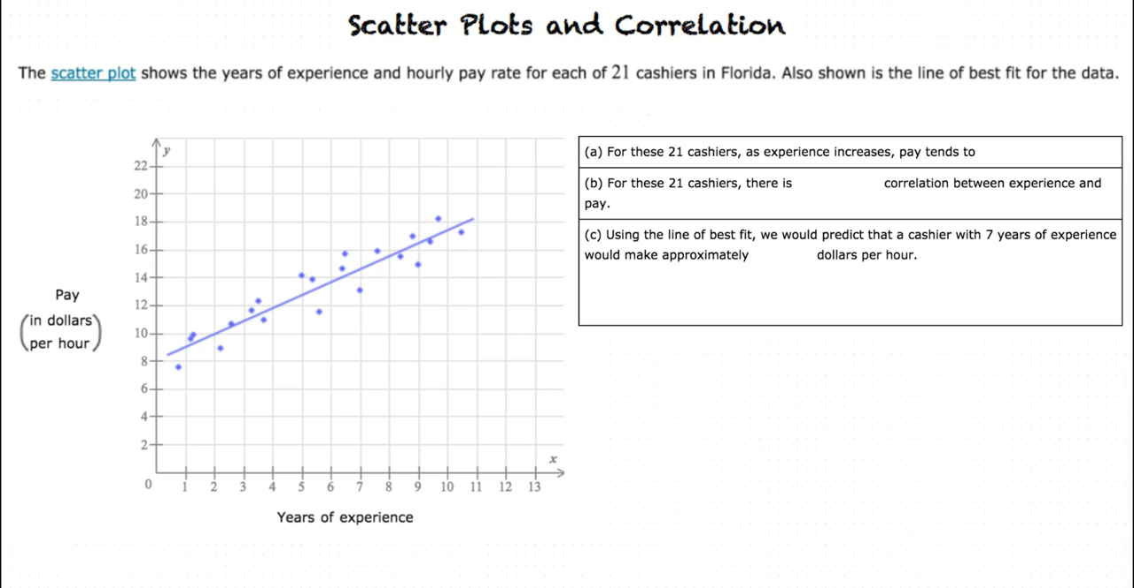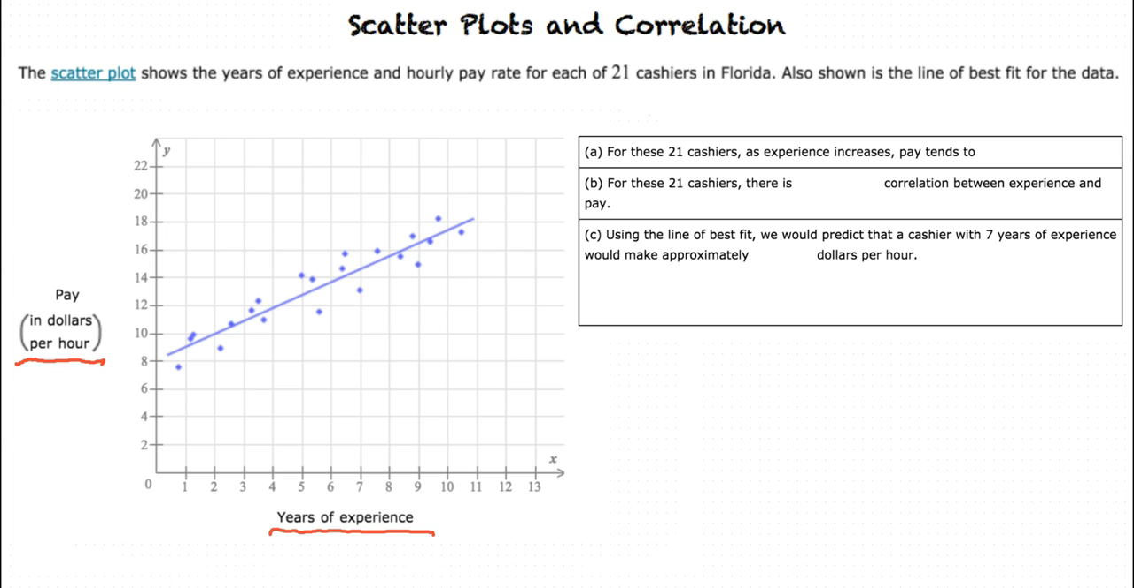In this case, there is a label labeling the x-axis, years of experience, and a label labeling the y-axis, pay in dollars per hour. These are the two variables we are comparing. We are trying to see if years of experience affects the pay in dollars per hour. How do we know that we aren't seeing if the pay in dollars per hour affects the years of experience?